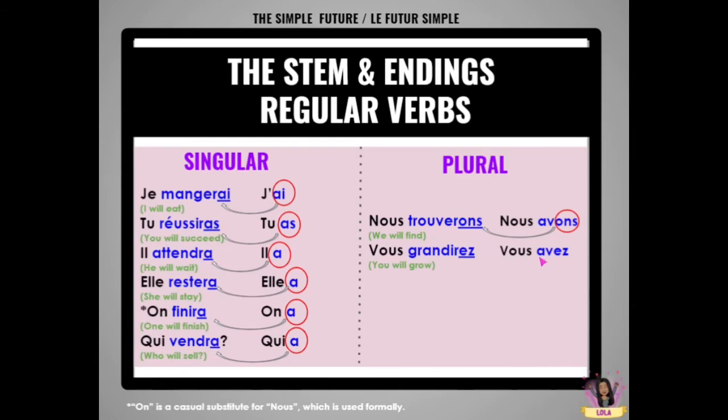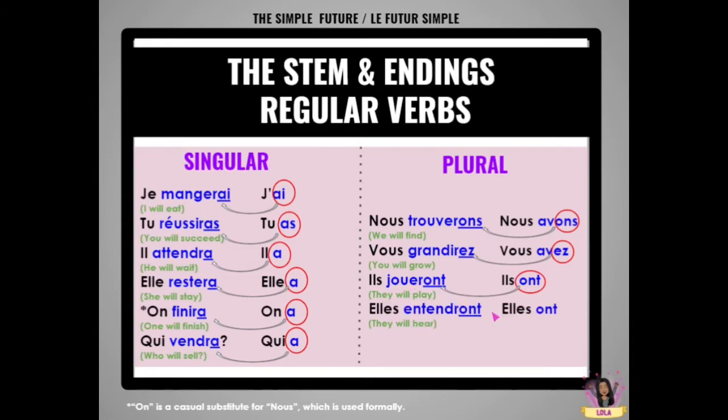Vous grandirez, same thing over here. We don't take the whole thing. We're just going to take the EZ, and we get vous grandirez, you will grow. Ils joueront, and then ils ont. So it's actually going back to what we saw here. It's a whole verb, ONT. So the ONT goes on the end of the stem over here. So ils joueront. And finally, the last one, same thing over here. It's ONT, and it's elles entendront.